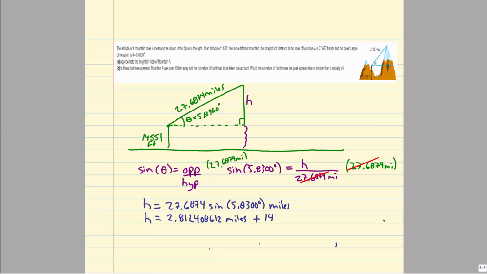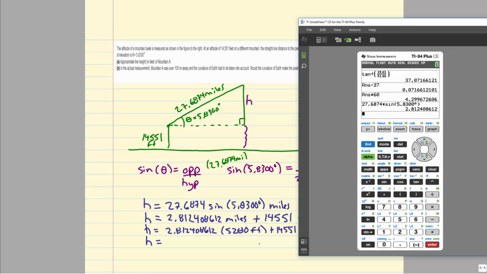Now I need to add to that 14,551, not miles, but feet. So I either need to convert both of these to miles or both of these to feet. Okay, so I think the easiest thing would be to look at the instructions, and the instructions want feet. So that means I need to convert this to feet. And there's 5,280 feet in a mile. So for my height here, I had my miles, so I'm going to take that answer times 5,280. So that's the height that I found over here. Then I'm going to add to that 14,551 because that's going to give me my total height from the ground.